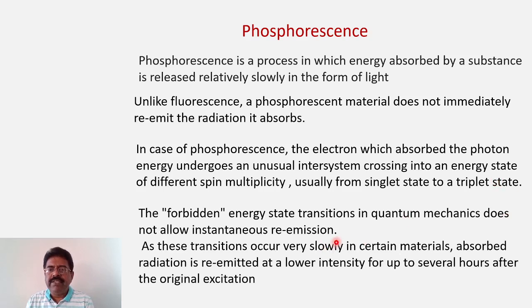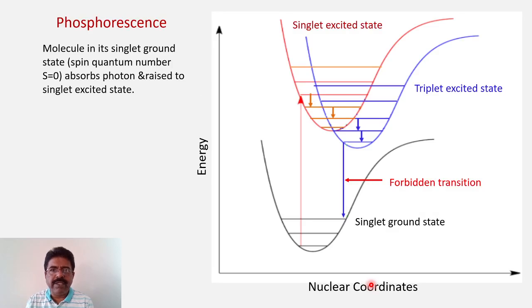So the forbidden energy state transition in quantum mechanics does not allow instantaneous re-emission. As these transitions occur very slowly in certain materials, absorbed radiation is re-emitted at a lower intensity for up to several hours after the original excitation. So it will take a certain amount of time.